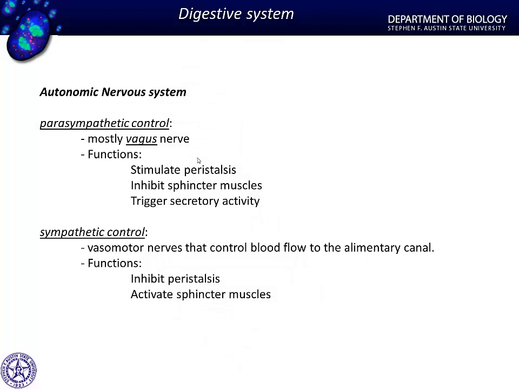So remember with the parasympathetic, this is the rest and digest. So we're going to stimulate peristalsis, we're going to inhibit the sphincter muscles so material can pass through, and secretion is going to be ramped up. However, with a sympathetic response, we are going to shut down the system. The sphincters are going to close, peristalsis is going to be inhibited, and most of our blood is going to be diverted away from the digestive tract and alimentary canal, primarily to our heart, lungs, and skeletal muscle.